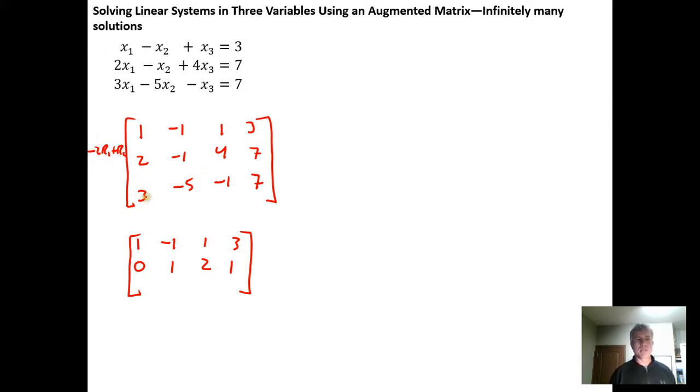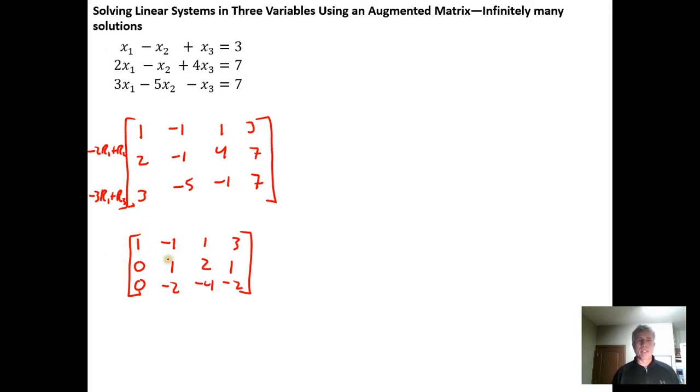And now we need to get a 0 in this position. So it looks like we need to take -3 times row 1, add it to row 3, and replace row 3 with the result. So we get -3 times 1 is -3 plus 3 is 0. -3 times -1 is 3 plus -5 is -2. -3 times 1 is -3 plus -1 is -4. And -3 times 3 is -9 plus 7 is -2. So now we've zeroed out everything in the column below this leading 1.